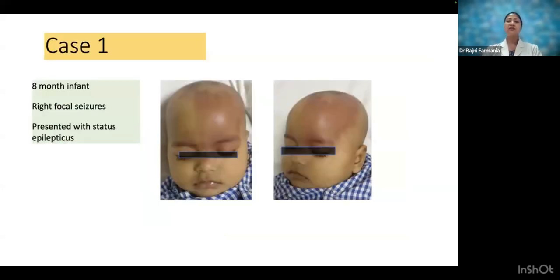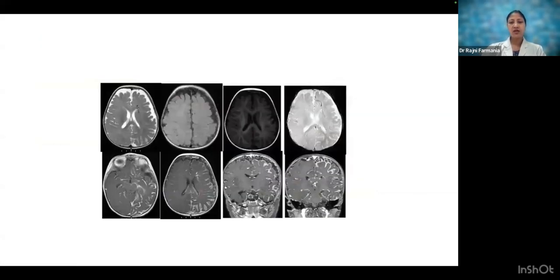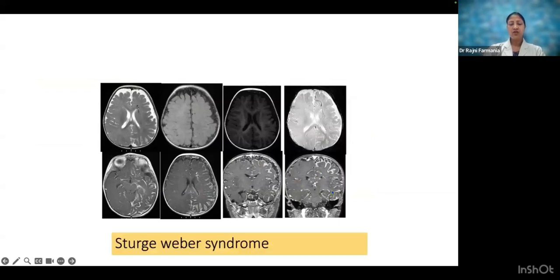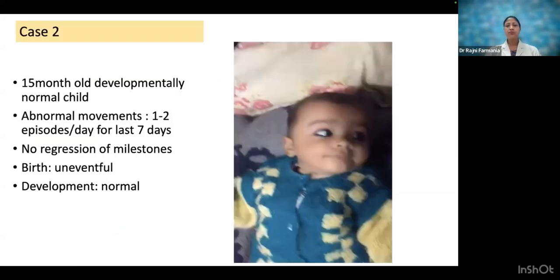So let's come to the cases. First case, this is an 8-month-old infant. The child had a right focal seizure. The child presented to us with status epilepticus. So first event seizure, and that too a focal status epilepticus. And here on examination, we see a clear port wine stain. So we had the possibility of Sturge-Weber, and this was a scan wherein we can see in the contrast study, the angiomatosis over the whole hemisphere. So it's a case of Sturge-Weber syndrome.